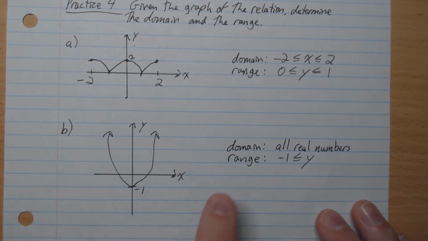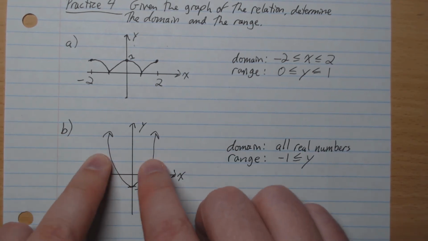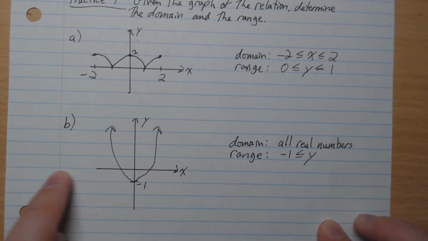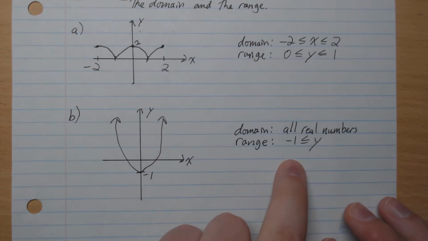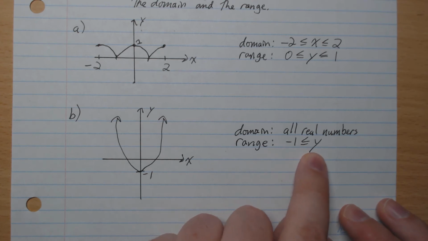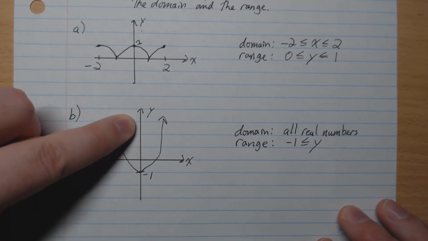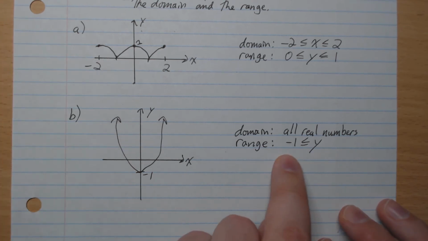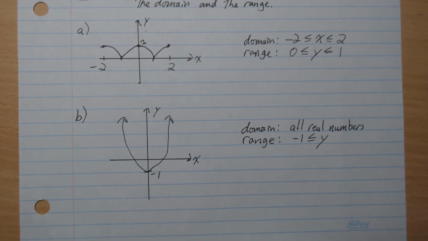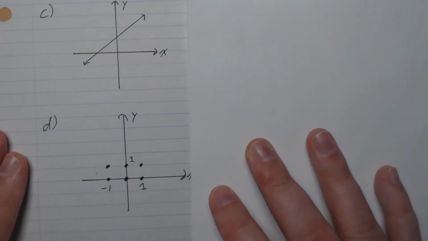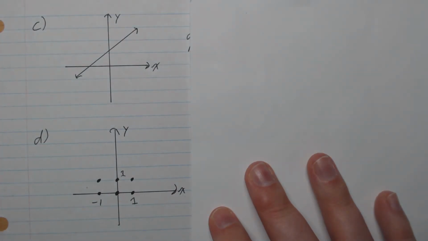B, the domain is all the real numbers, right? This keeps going on forever as such, so all the real numbers for our domain. Range is greater than or equal to -1, right? This is where the range is like that, so greater than or equal to -1. Okay, and 2 more. Domain and range, go ahead and pause the video and answer that.